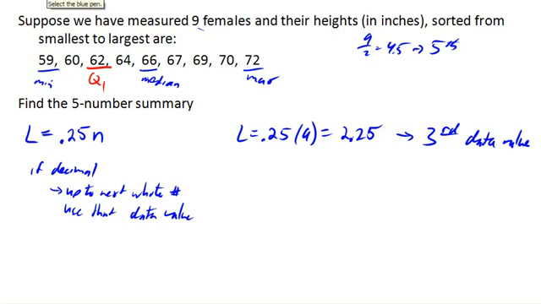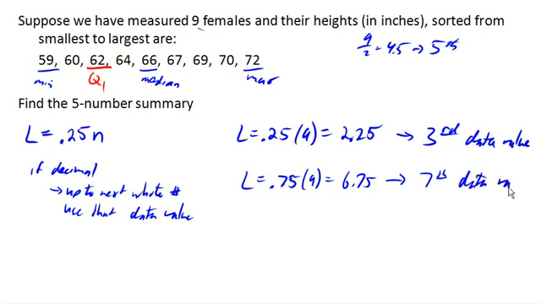Now to find our third quartile, we do almost the same thing, but we use 75% rather than 25%, because the third quartile is 75%, 75% of the data is lower than it. So in this case, that comes out to 6.75, and we follow the same rule. If it's a decimal, we're going to go up to the next value, and so this would be the 7th data value. And so the 7th data value here is 5, 6, 7, this one, and that's our quartile 3.